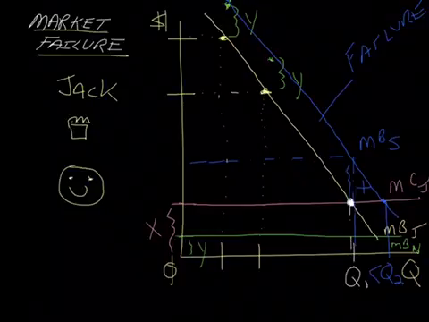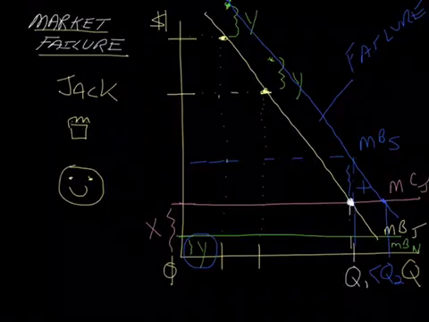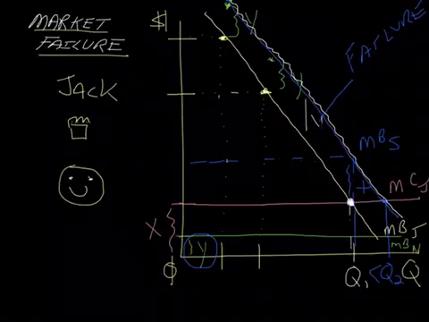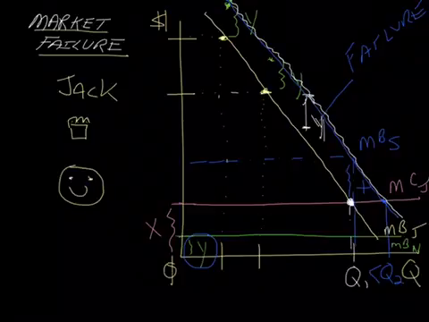One way to account for this would be to provide a subsidy for Jack of amount Y for each batch of muffins that he produces. And in that event, his marginal benefit line would equal that of society's. We can show that as the white line, moving that white line up by providing Jack with a subsidy of amount Y for each batch of muffins that are produced.